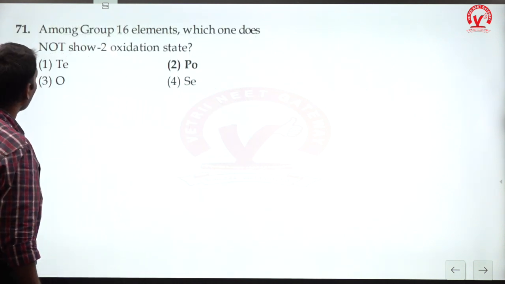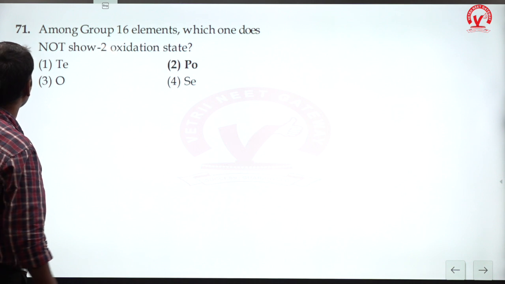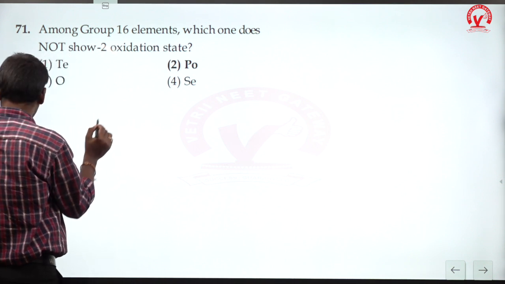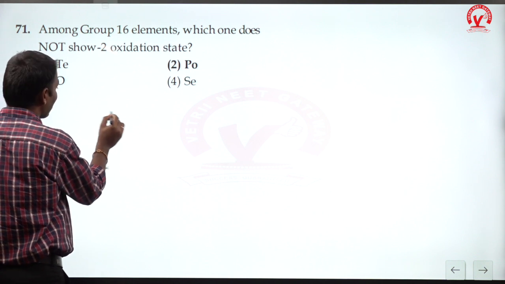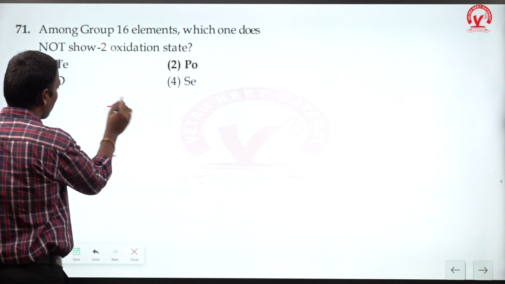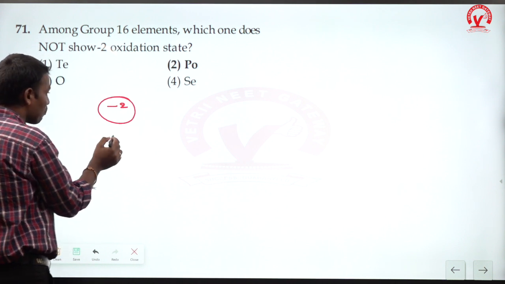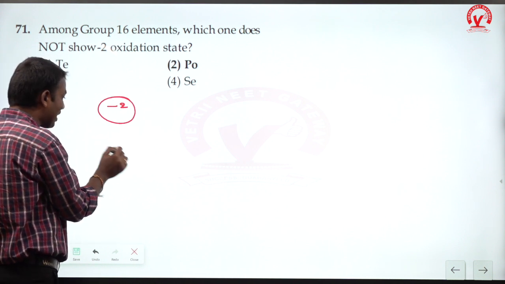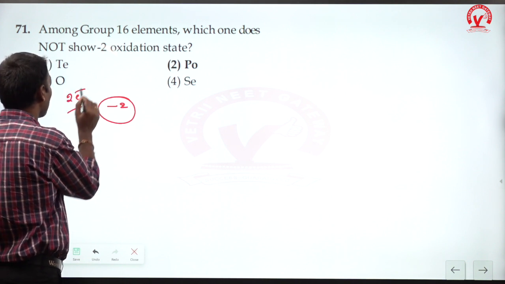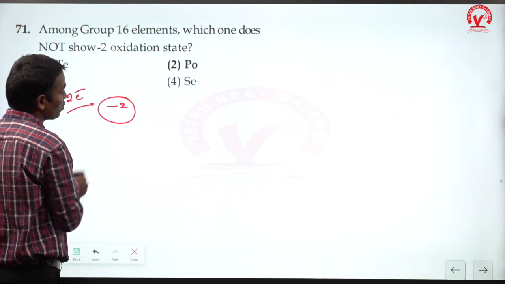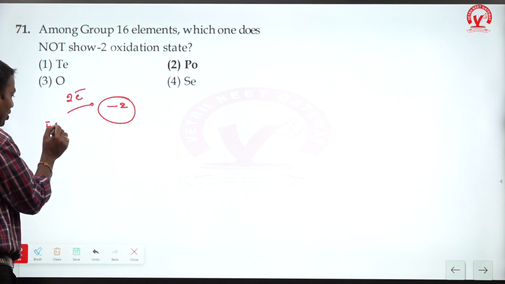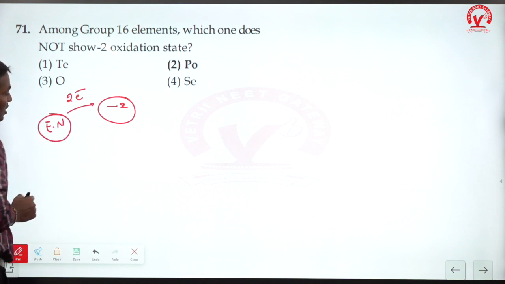Among group 16 elements, which one does not show -2 oxidation state? Actually -2 oxidation state means negative charge, which means gain of electrons. Minus 2 means gain of 2 electrons. After gaining 2 electrons, it will give a minus 2 charge, right? That gaining property we observe for electronegative elements, that is, for non-metals.